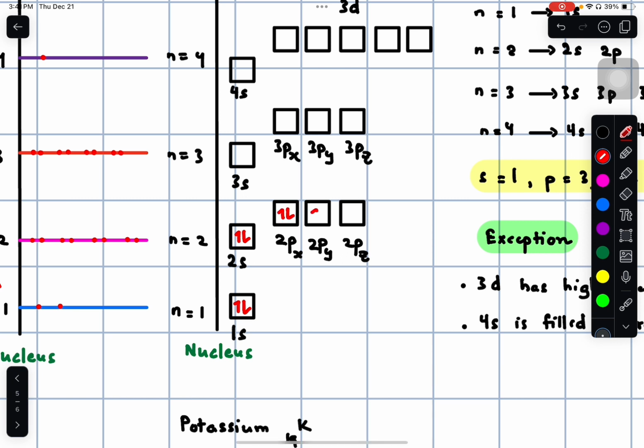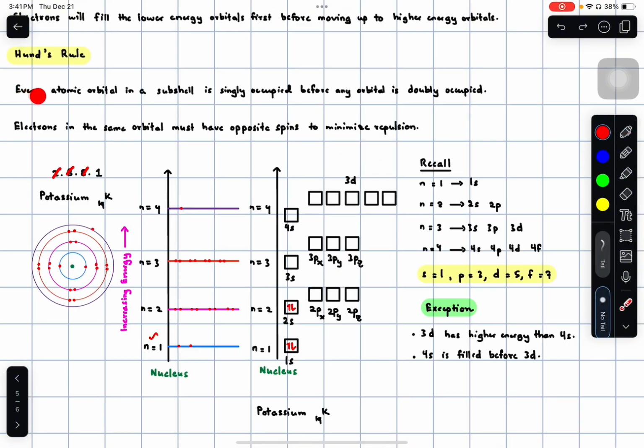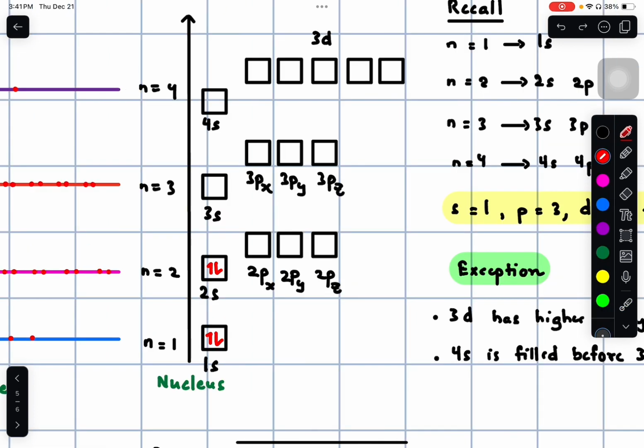1, 2, 3, 4, 5, 6. That is completely wrong because we're going to see another Hund's rule here. Every atomic orbital in a subshell is singly occupied before any orbital is doubly occupied. It simply means that if you have atomic orbitals at the same energy level, each of the atomic orbitals should have one electron each before any atomic orbital can have 2 electrons. It should be this way.